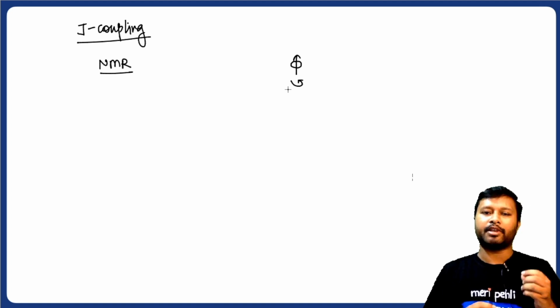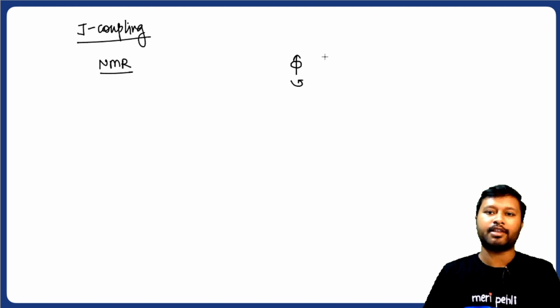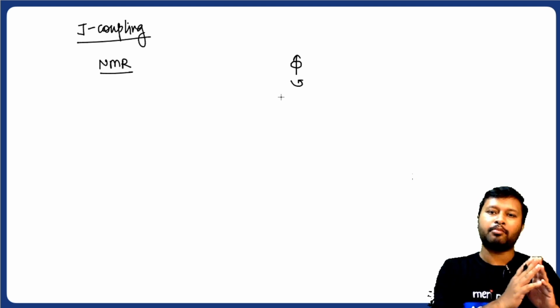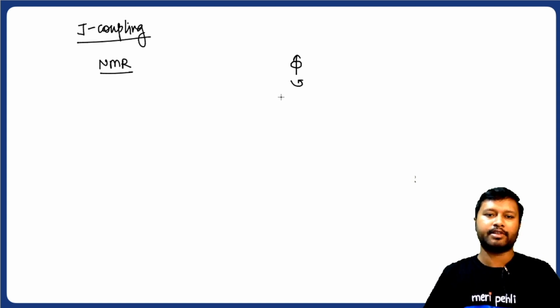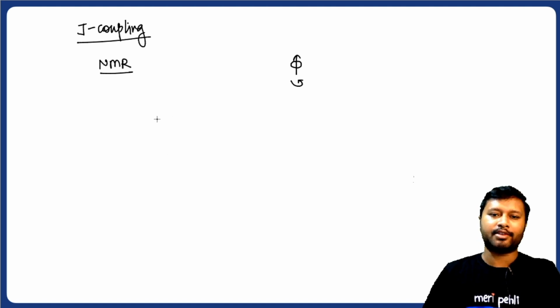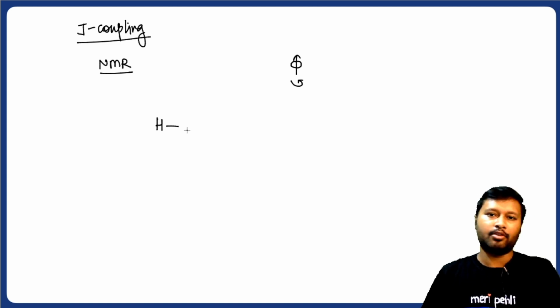Now J coupling talks about how the spin of the groups near a particular element affects the spin of that element. You can say J coupling is the indirect interaction of the nuclear spin magnetic moments along the bonds. So it depends on how far the other species is. Let's say you are taking proton NMR, and this proton is attached to a particular group which is also NMR active, which does not have I equal to 0.